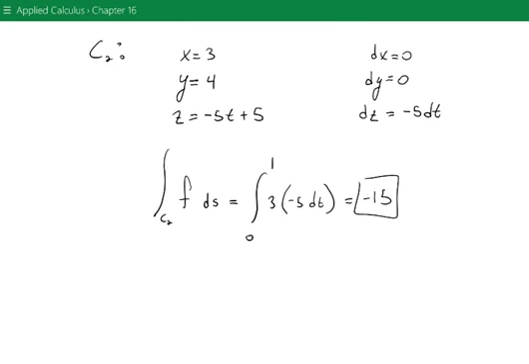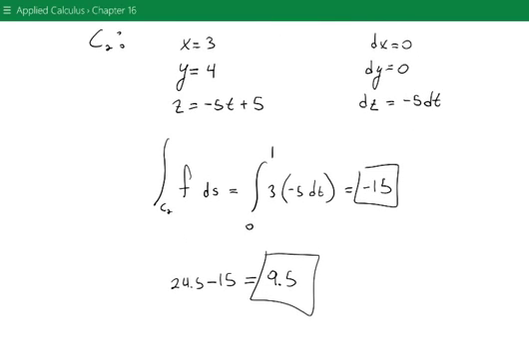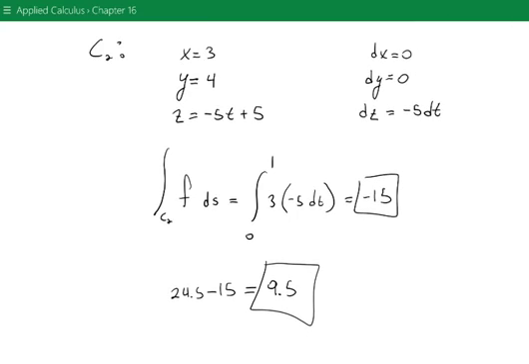And so the total path would be the sum of the two, so we're going to have 24.5 minus 15. And so the value for the original integral that they were asking for is 9.5, since the two integrals we did made up the complete curve.